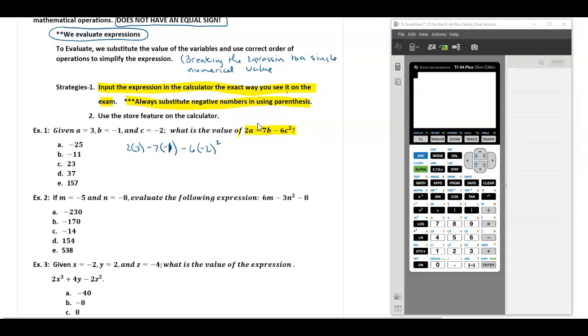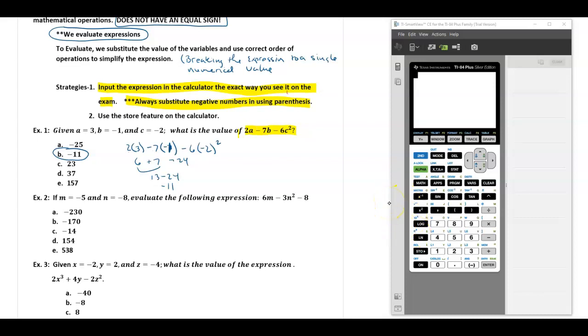Now, I could do this by hand, all right, probably quicker than a calculator by just using order of operations. 2 times 3 is 6. -7 times -1 is +7. Then -2 squared is +4. -6 times 4 is going to give me -24. And then I would get 13 minus 24 would give me -11, which is answer B. So if it was a no calculator portion of the SAT, that's how you would do it.